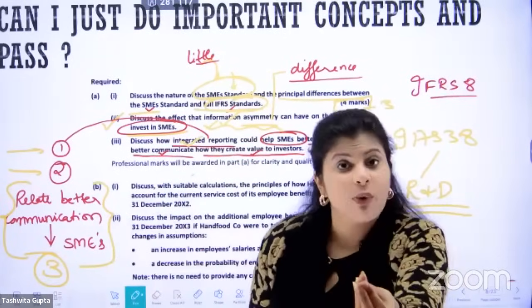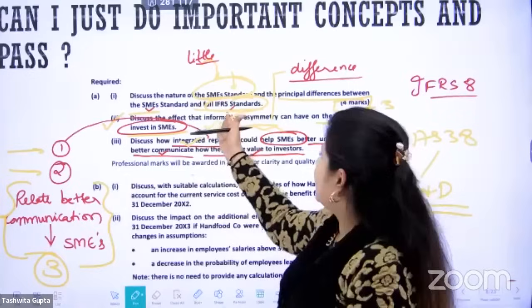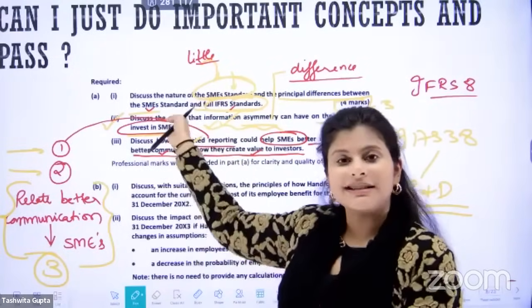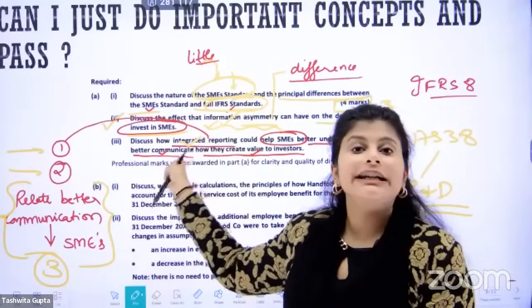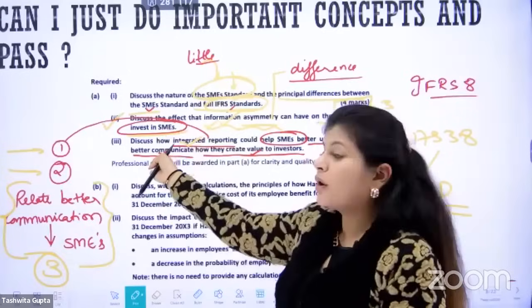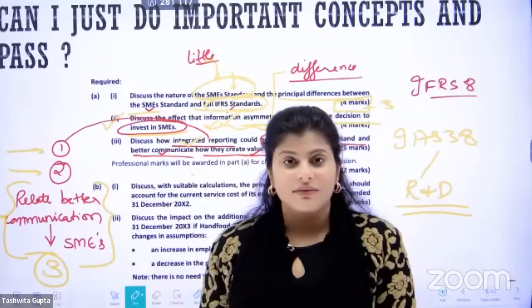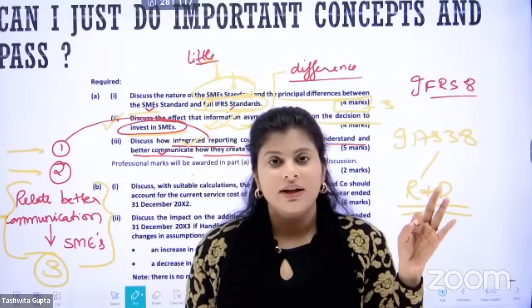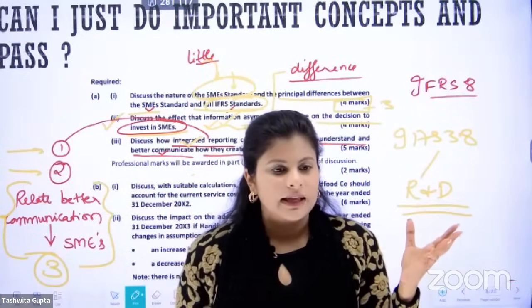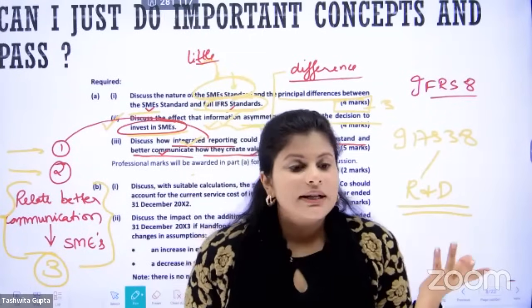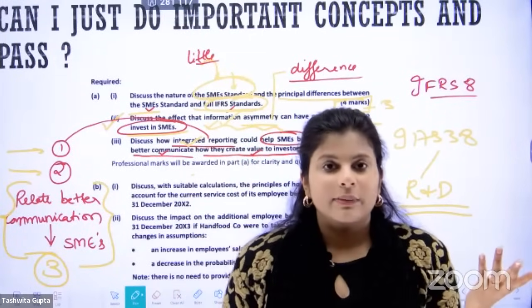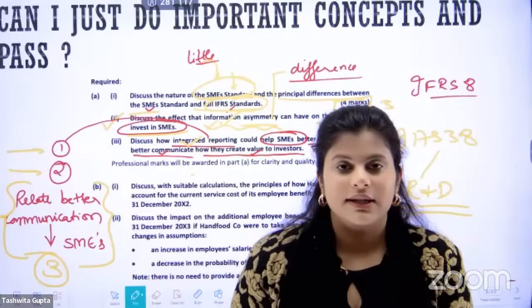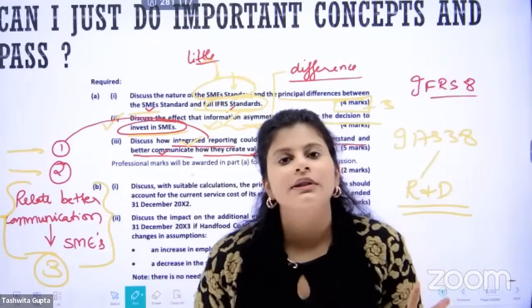Even if you make 1 point, even if you write that information asymmetry point, that is getting resolved with integrated reporting, which leads to better communication, you are passing. Out of 5, you're getting 3 marks. How difficult is that? But who can do this? Only a person who's not nervous in the paper.